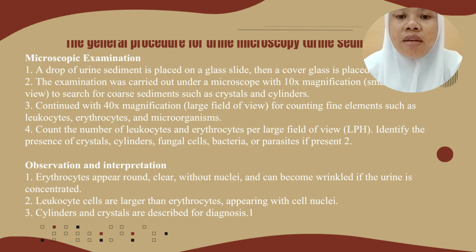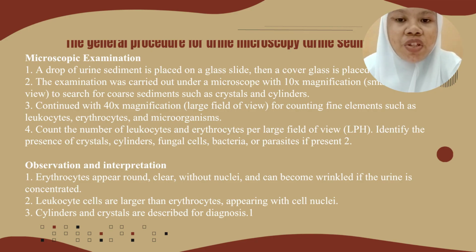4. Count the number of leukocytes and erythrocytes per large field of view (LPB). Identify the presence of crystals, cylinders, fungal cells, bacteria, or parasites if present. Fourth, observation and interpretation. 1. Erythrocytes appear round, clear, without nuclei, and can become ringed if the urine is concentrated. 2. Leukocyte cells are larger than erythrocytes, appearing with cell nuclei. 3. Cylinders and crystals are described for diagnosing.